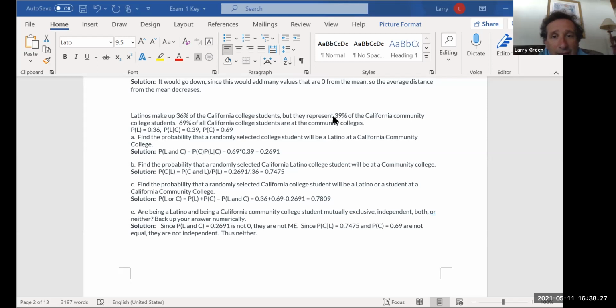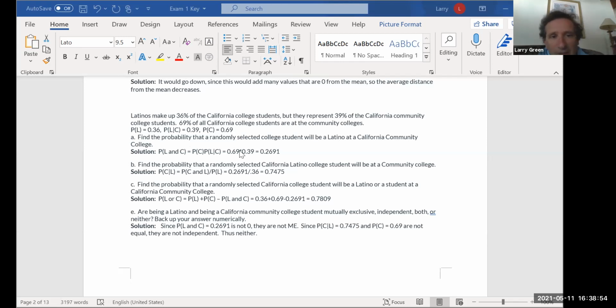On the other hand, they represent 39% of the community college. So given they're a community college student, then we're looking at the probability of Latino given community college, and that's 0.39. And then we know 69% are community college students, so probability of C, community college student, is 0.69.